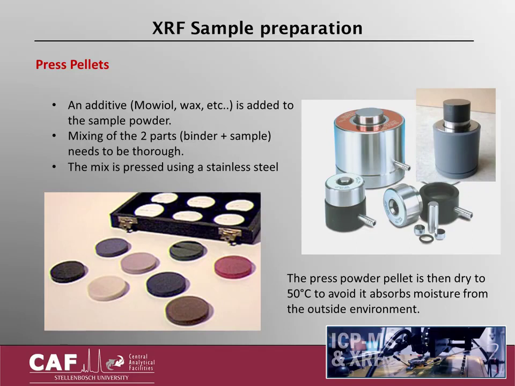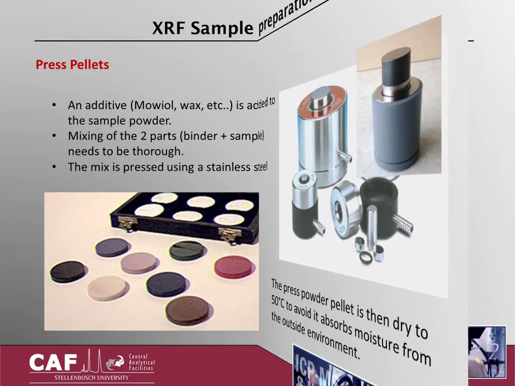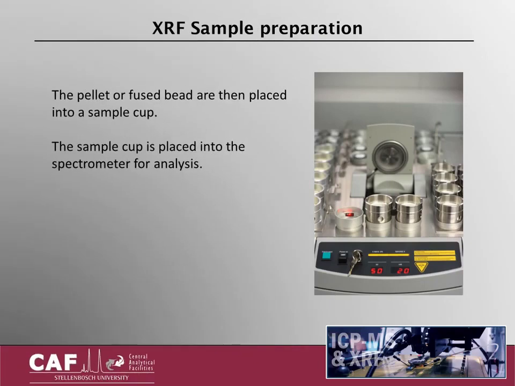Around 5 to 8 grams of sample is required to form a sufficient pellet. The mixture is pressed into a pellet by using a stainless steel press. The pressed powder pellets are dried at 50 degrees Celsius to avoid any absorption of moisture until they are ready for analysis. After the preparation of either fused bead or pressed powder pellet, analysis can occur.